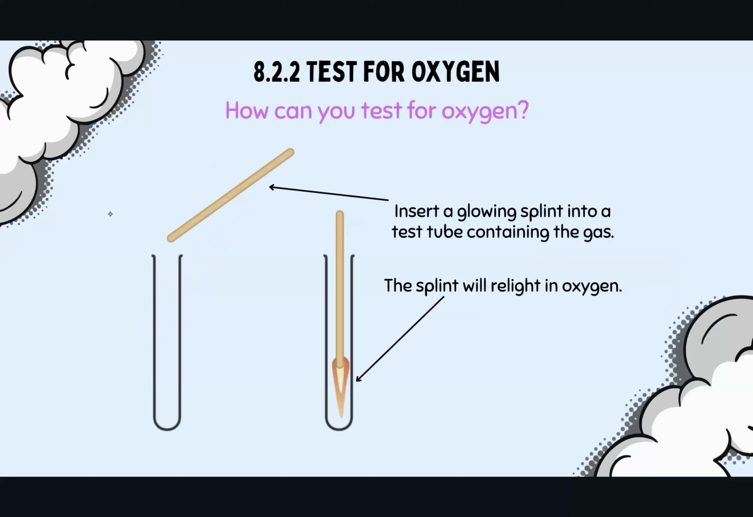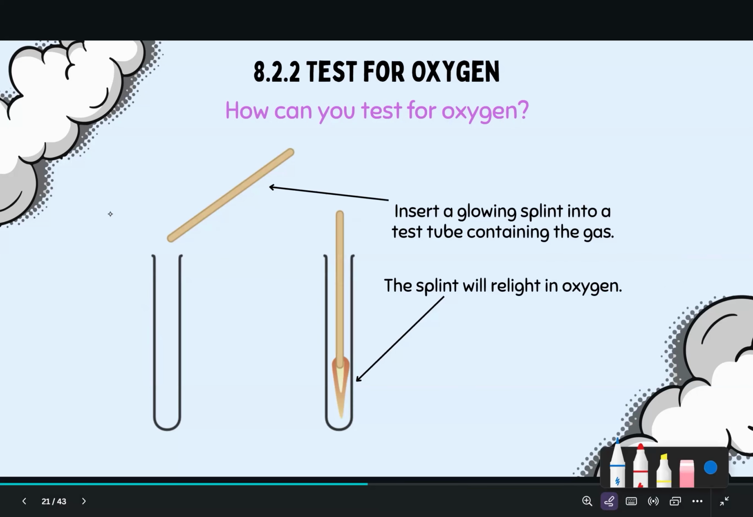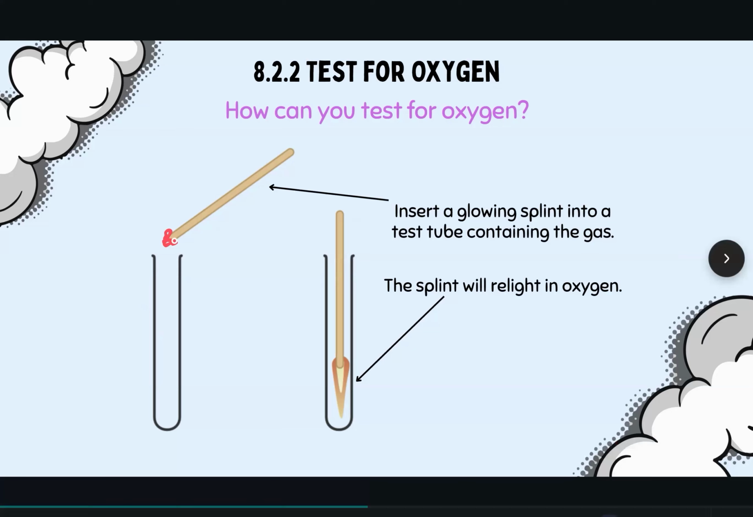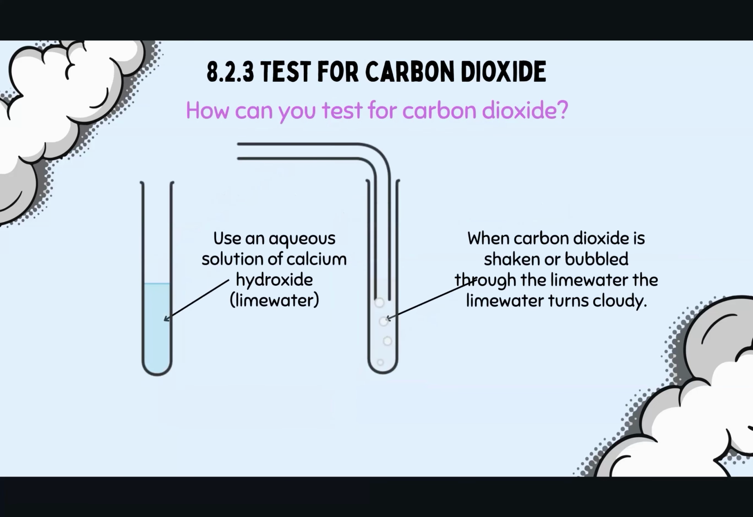How can you test for oxygen? So you insert a glowing splint. So a glowing splint is one that was burning, but now you've blown out the flame, so it still has embers. And when you insert it into the oxygen, it relights. So you insert a glowing splint, the one that's got embers, into the test tube containing the gas. If it relights, it's oxygen. The test for carbon dioxide.